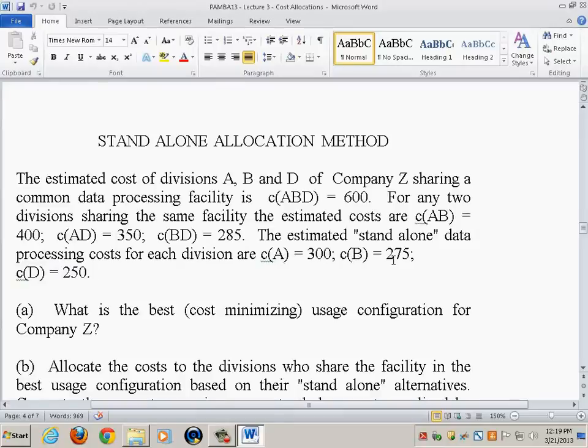That's 300 plus 275 is 575, plus 250 is 825. So it's 825 million in total costs compared to 600 million. So having a joint facility is a hefty cost savings, going from 825 total cost to 600. So obviously there is an advantage in having a joint facility.